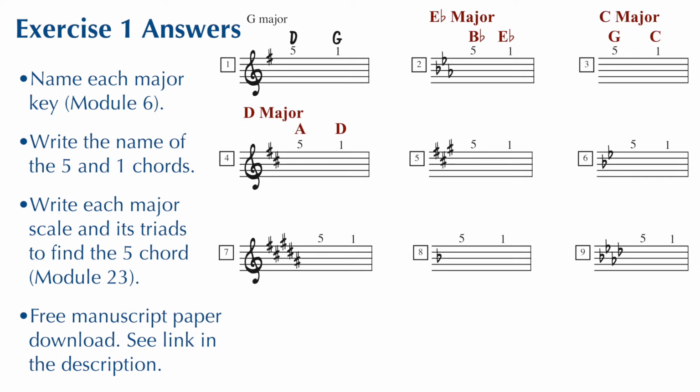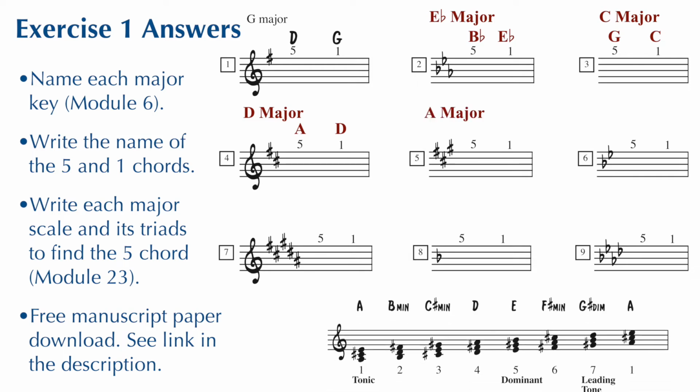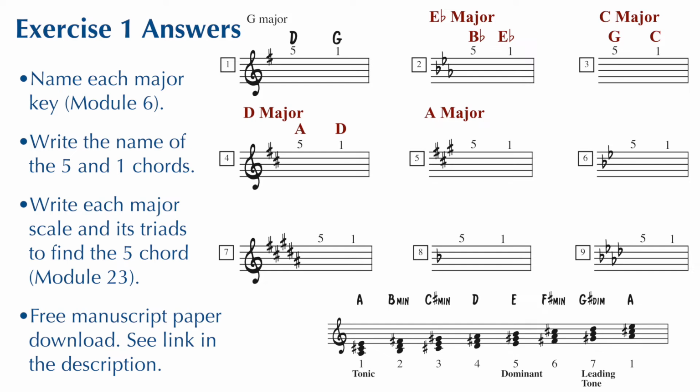Number 5, 3 sharps in the key signature puts us in the key of A major. Write out that A major scale and its triads. A is the 1 chord, E is the 5 chord. So our 5-1 progression in the key of A major is E, A, 5-1.